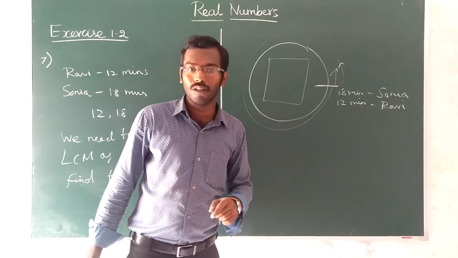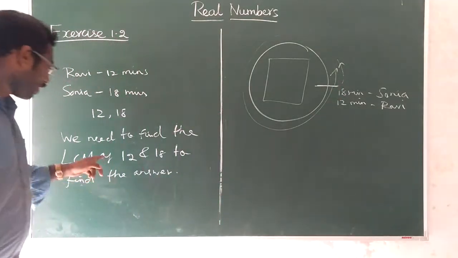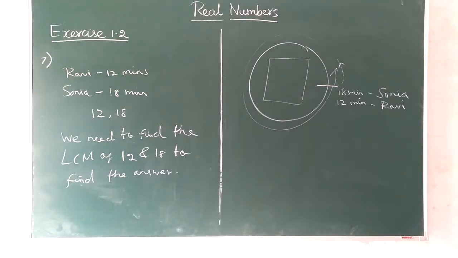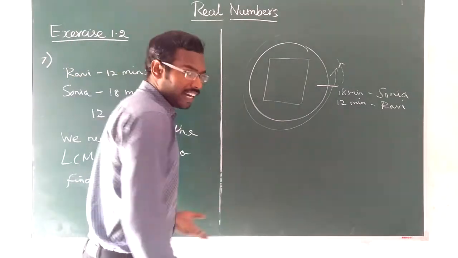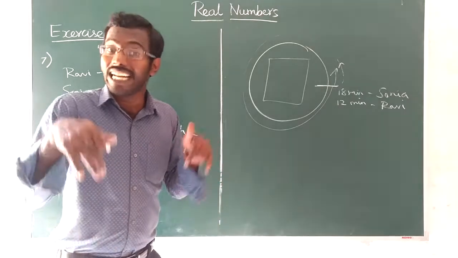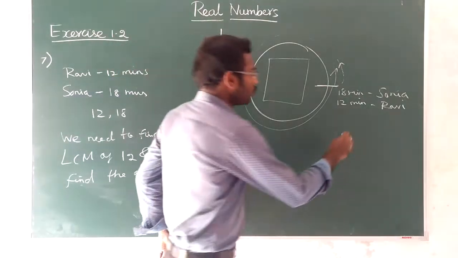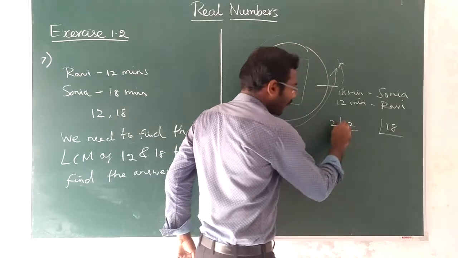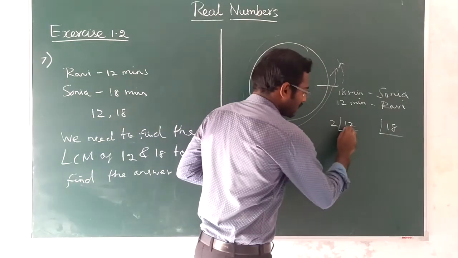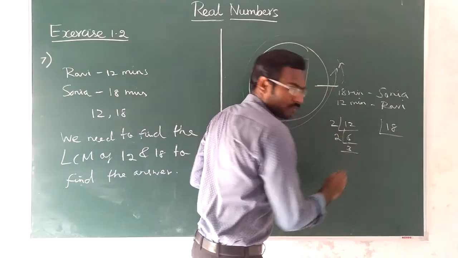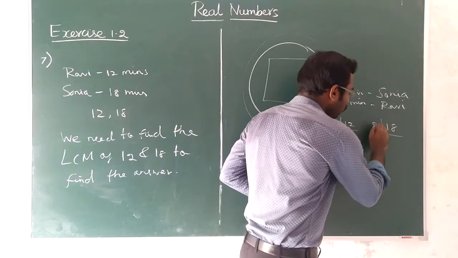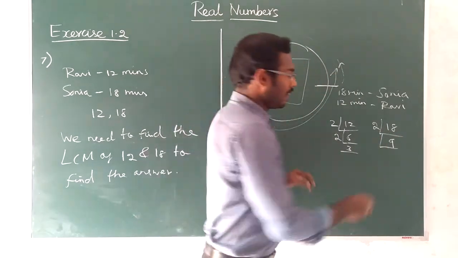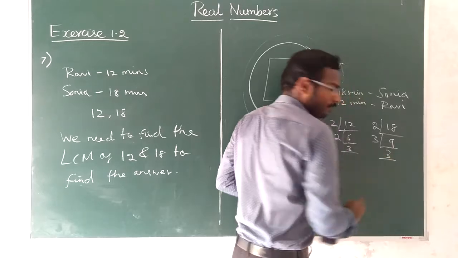This is also a clue. Okay. So LCM of 12 and 18. We can do that using prime factorization, or any method you can use, but now we are dealing with prime factorization. So 12 and 18. 12 divided by 2 is 6. 6 divided by 2 is 3. Then 18 divided by 2 is 9. 9 is not divisible by 2 but divisible by 3. 9 divided by 3 is 3.